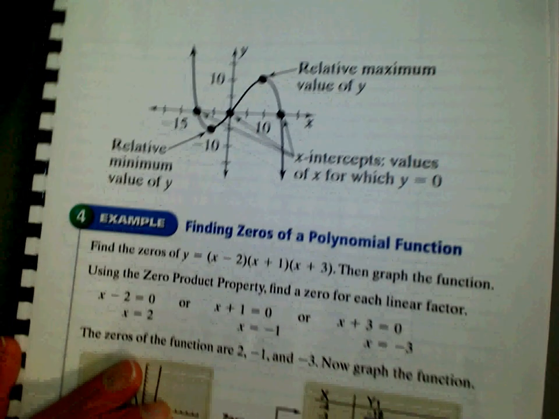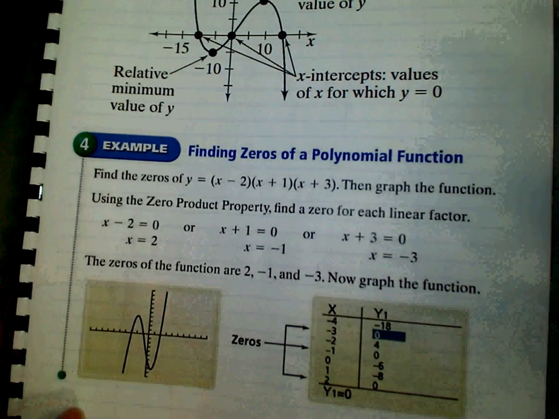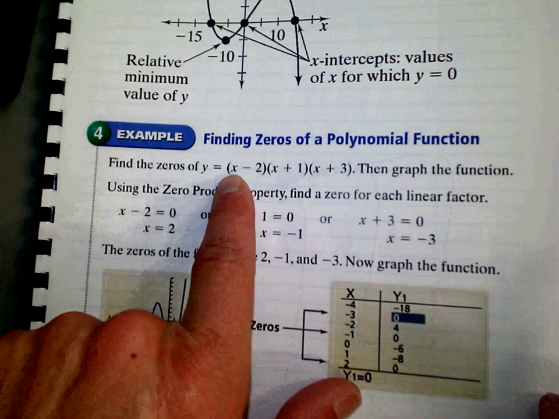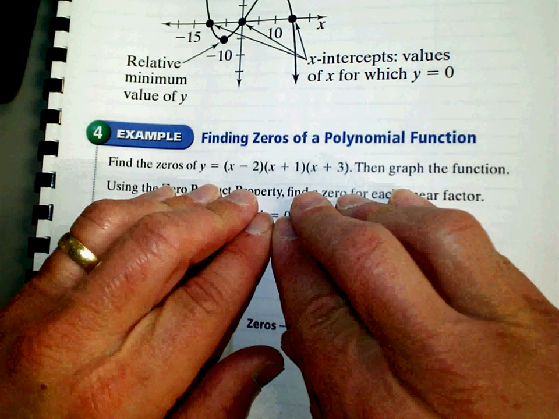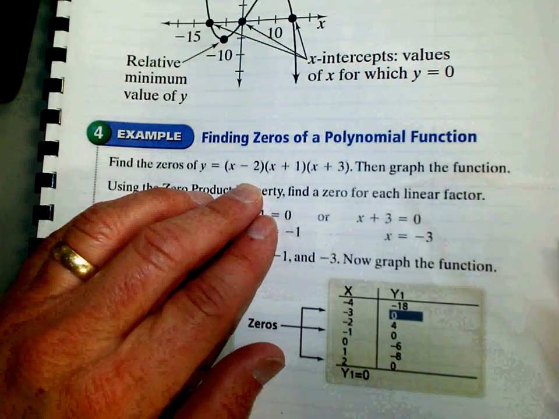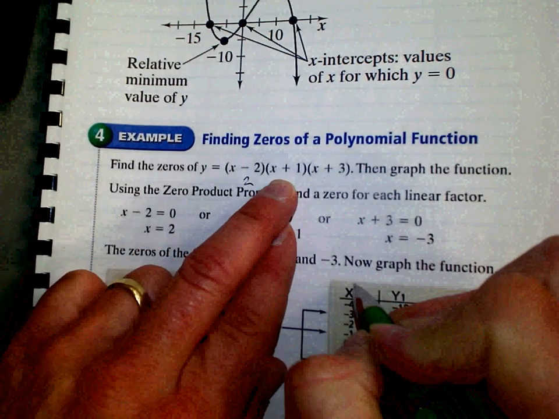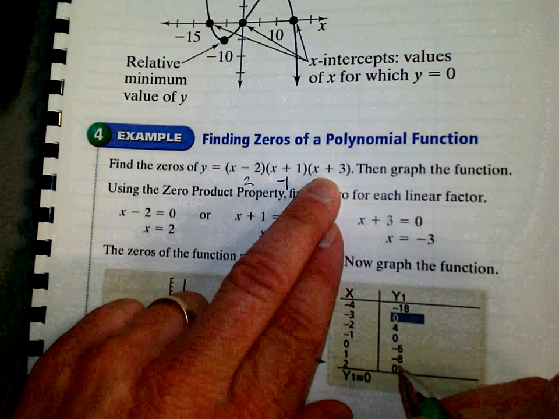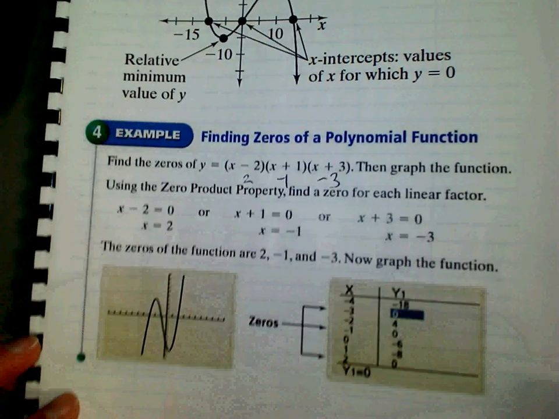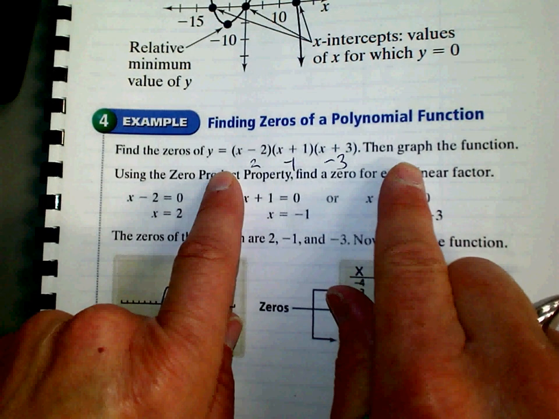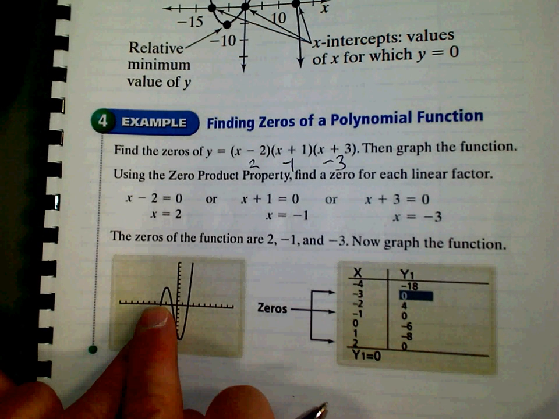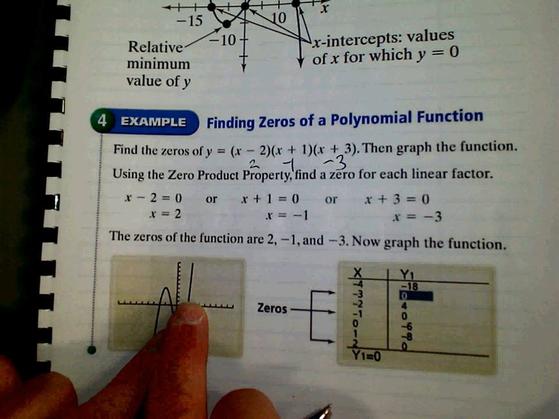All right. So, example 4 says, find the zeros of a polynomial function. You should be able to tell me, if I cover all that up, somebody tell me one. We're talking about this. This one is 2. What's this one? -1, and that one? -3. And it shows you that: 2, -1, -3. If you know the zeros, if you have the factors, it's real easy to get the zeros. That tells you, hey, that one's crossing at -3, -1, 2. So it could look like that.